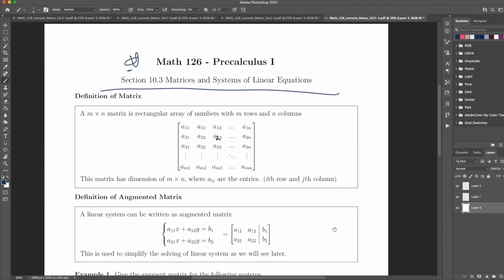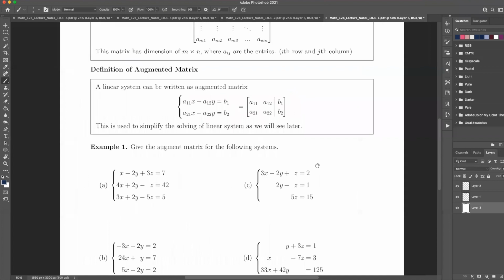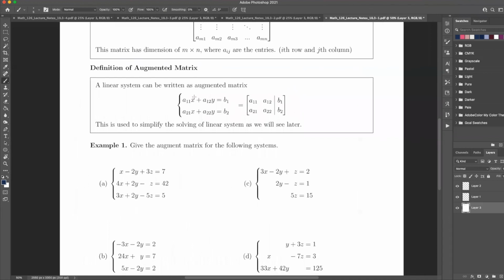Now, definition of an augmented matrix. If we take a linear system of the coefficient on x plus the coefficient of y equals b1, and the coefficient of x and the coefficient of y equal to b2, we can write that as an augmented matrix in the following form, where things in the first column are x, things in the second column are y, and things in the third column are constants, or b. Since this is linear, it's always just going to be a single x and a single y.